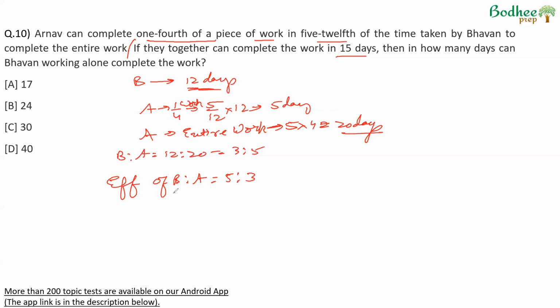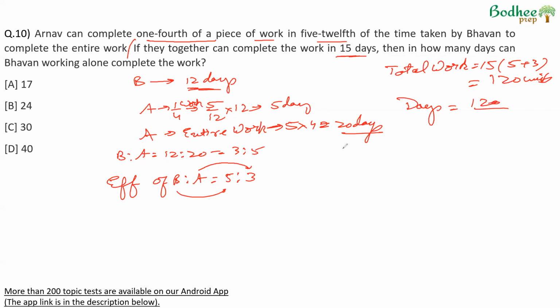Now, if B does 5 units per day and A does 3 units per day, the total work that they can do in 15 days together is 15 into 8, which is 120 units. Then in how many days can Bhavan complete the work alone? Time taken by Bhavan will be 120 units, and Bhavan does 5 units per day, so 120 by 5, 24 days becomes the answer.